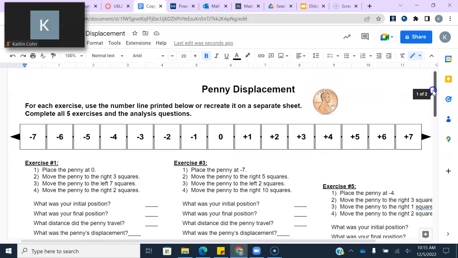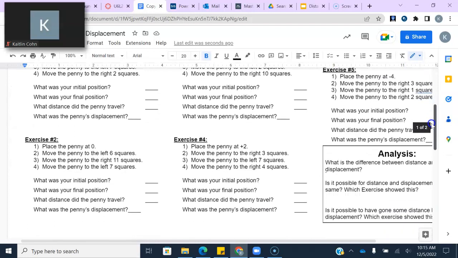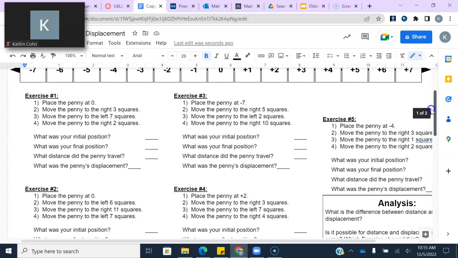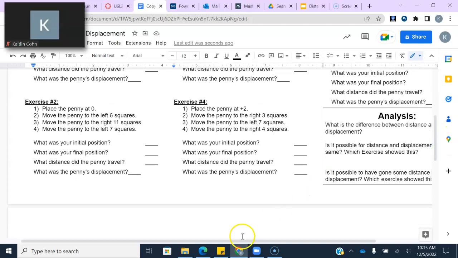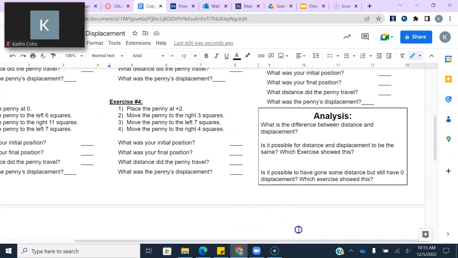Okay, so basically we're going to do some different exercises. There's 5 of them to do. I'm going to do the first one with you. So you'll just put your answers directly into the lines here. And then when you get done with those exercises, you will answer the analysis questions. Again, you can put your cursor directly into this box and just answer the question. It would be really great if you could do your answer in a separate color or highlight your answer to make it easier for me to grade these as well.